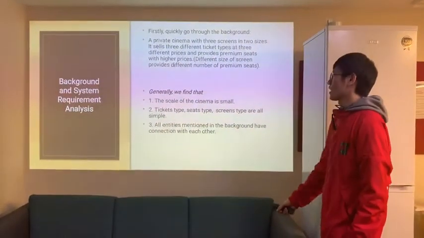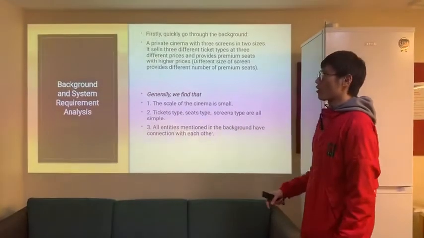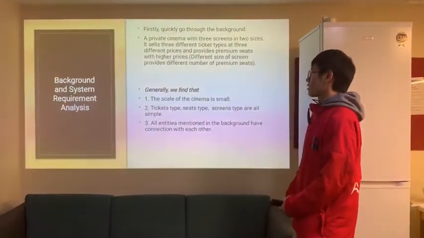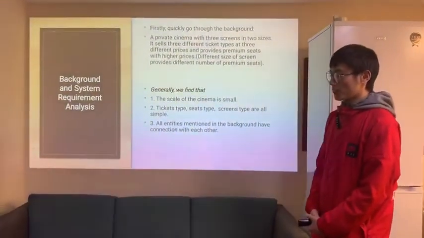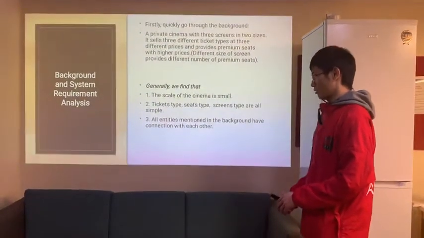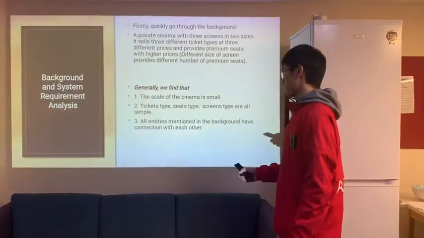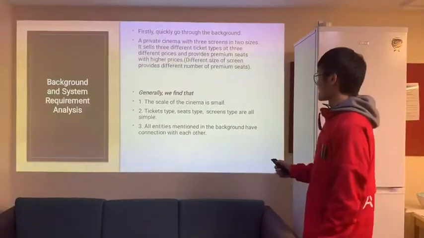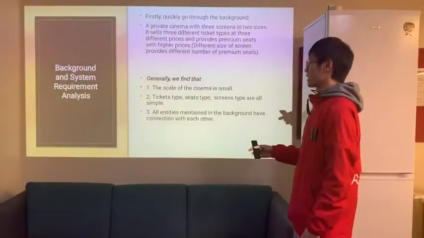Generally, the group finds that first, the scale of the cinema is quite small. Secondly, ticket types, seat types, and screen types are all simple because they only have 2 or 3 types, that's all. Thirdly, all entities mentioned in the background have connections with each other so that we can build a relational model.